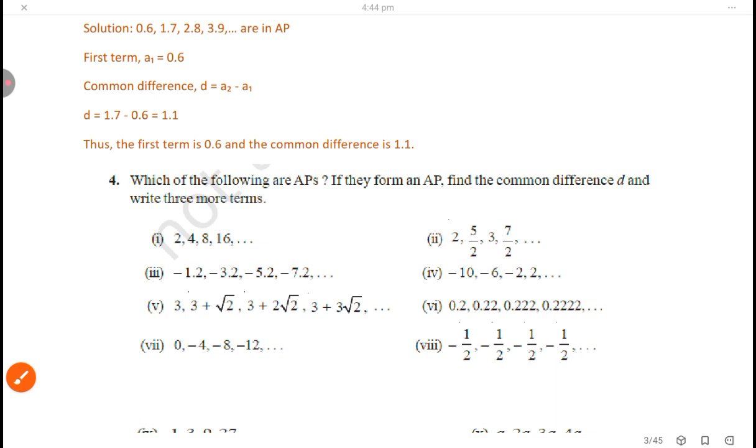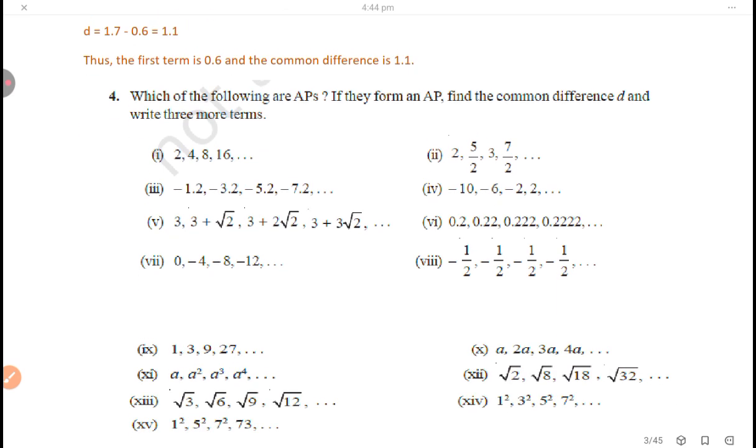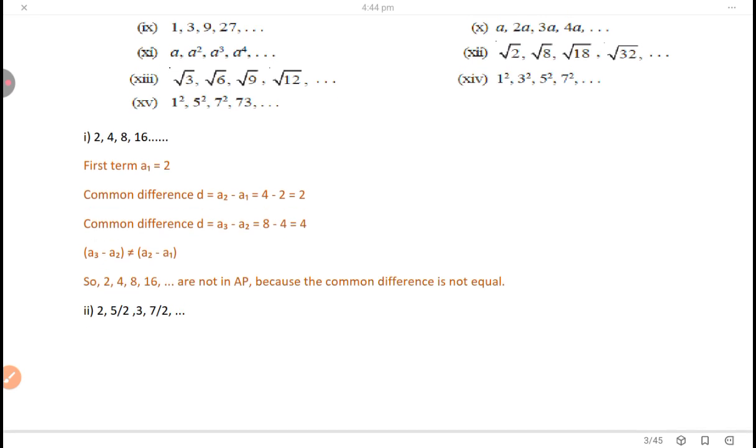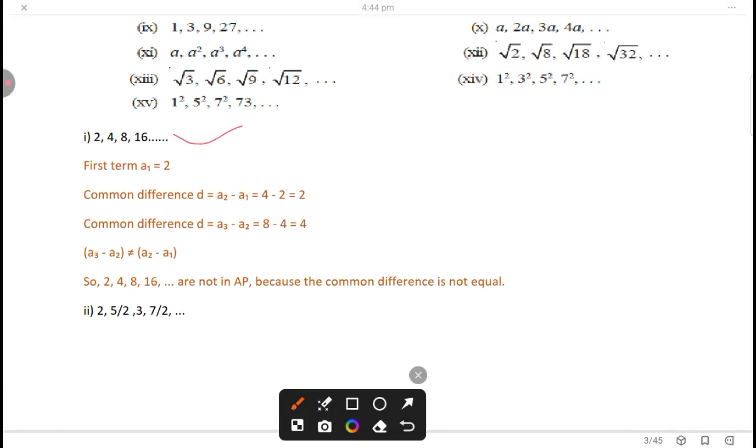Which of the following are in AP? And if they form an AP, find the common difference and write 3 more terms. So we'll do it for the first question, then with that you can do the other questions also.